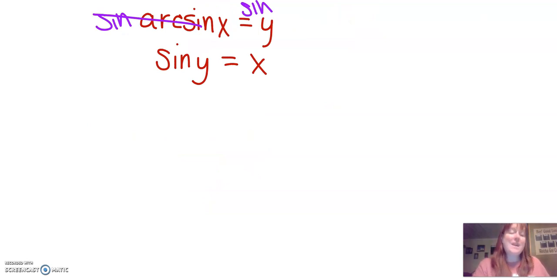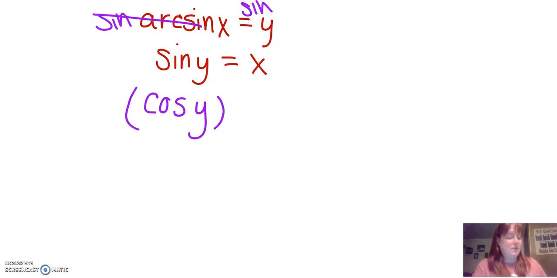Since y is not by itself, it has to be implicit differentiation, because we have a function of x inside of another function. So we're going to take the derivative. What is the derivative of sine? Well, the derivative of sine is cosine. And then I have to multiply that by the derivative of the inside, times y prime. And what's the derivative of x with respect to x? Well, it's 1.